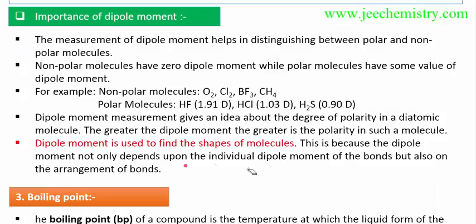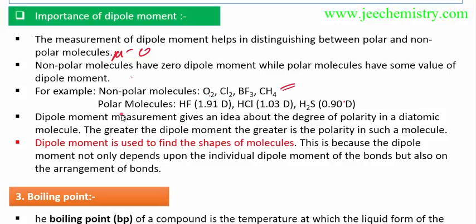Importance of dipole moments: the measurement of dipole moments helps in distinguishing between polar and non-polar molecules. If the molecule is non-polar, then the dipole moment will be 0. If the molecule is polar, then there should be a dipole moment. Non-polar molecules have zero dipole moment, while polar molecules have some value of dipole moment. Non-polar molecules are such as O2, Cl2, BF3, CH4. These are symmetric, so that's why they are non-polar. Polar molecules are HF, HCl, H2S. These are polar, so they have dipole moments.